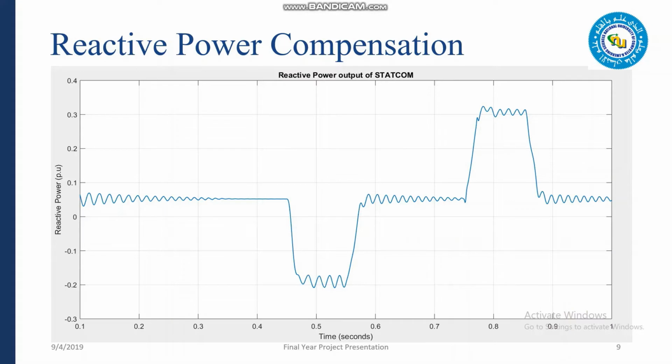So now we look at the reactive power compensation that is provided by our STATCOM. There were two transient conditions that we introduced into the lines to check the performance of our device. The first was a transient fault that induced an overvoltage condition from 0.45 seconds to 0.55 seconds. We can see from the graph during this time our STATCOM absorbs reactive power, therefore stabilizing the line voltages.